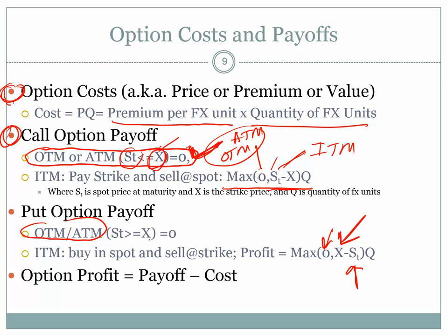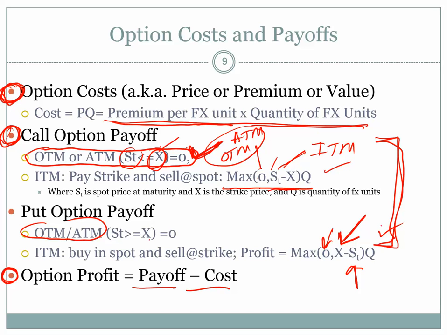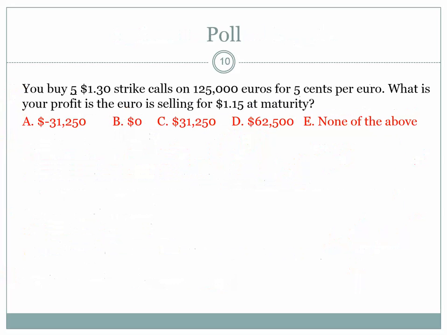So my call option and put option cost is just the premium times the quantity. My payoff depends on whether it's a call or put. It's going to be either 0 or ST minus X for a call and X minus ST for a put. However, when I talk about the profit of the option, it's the payoff minus the cost. And one point to talk about here is the cost of the option. Once you pay for the option, you then forget about it when deciding whether or not to exercise, because this is a sunk cost. So let's do a little problem.